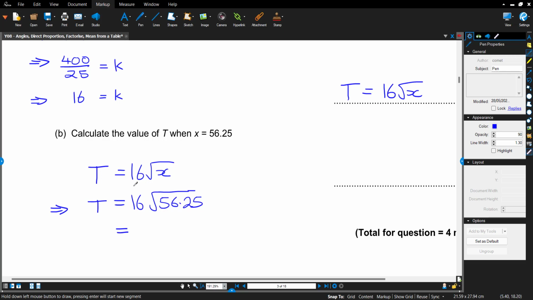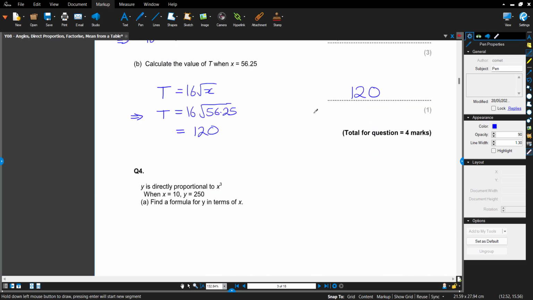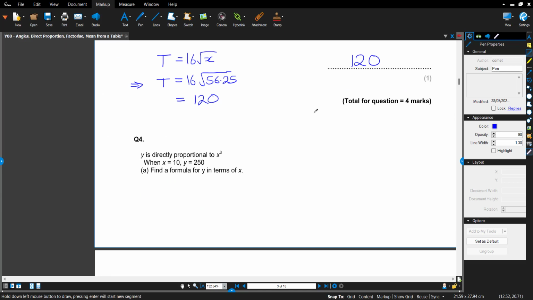120. And that's it. I should have got that. That was easy. 75% of 16, 12 times 10. Anyway, whatever. 120. Sorry, I was doing something in my head. And that's your answer. Just do it on your calculator. All right.